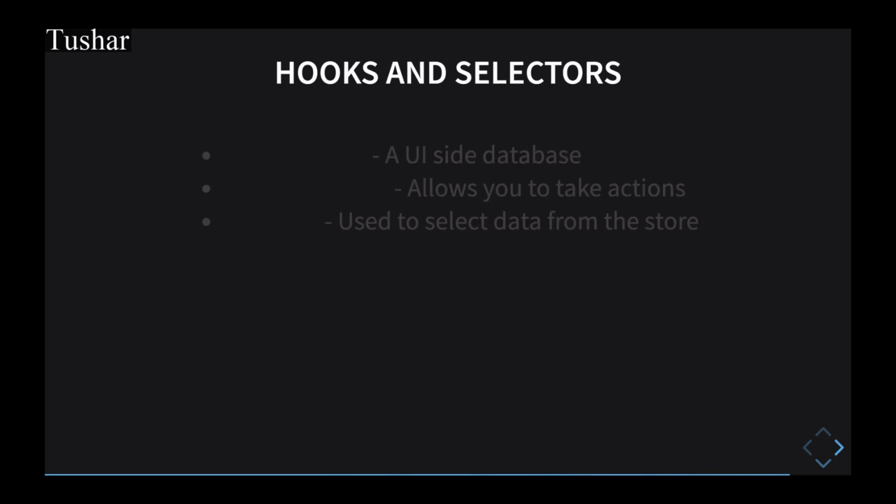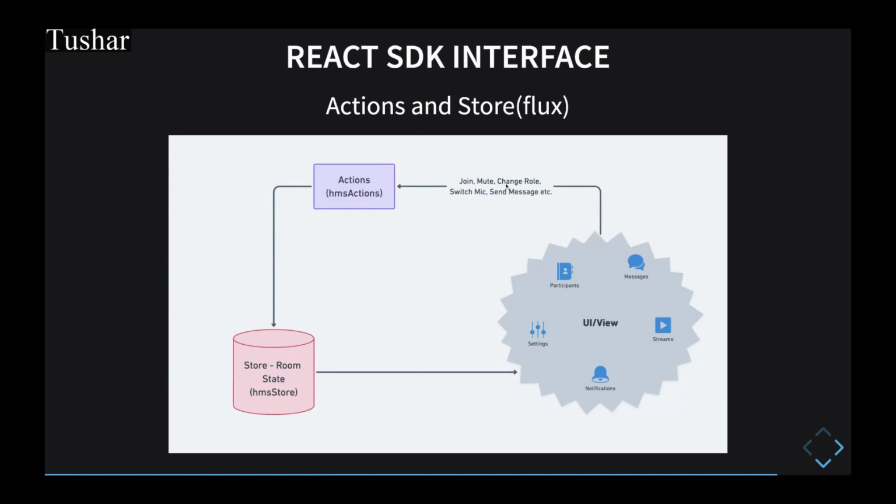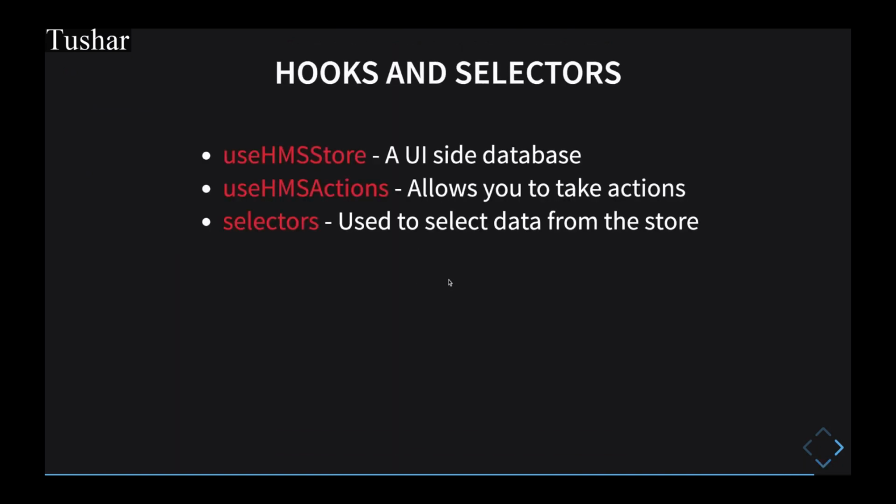Let's see how this is exposed in our React SDK itself. We expose these two hooks and a few selectors. The first hook is for getting that client-side database we just talked about. So this is useHMSStore. Usually you will use this in combination with some selector, to select particular data from that whole database. And then the second thing is useHMSActions. This allows you to take actions, which are again joining, muting someone, changing role and those things.